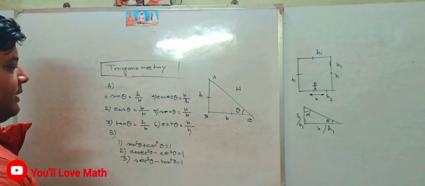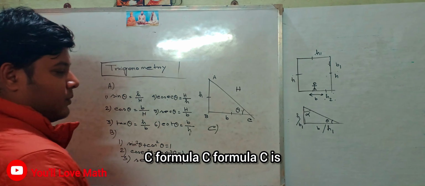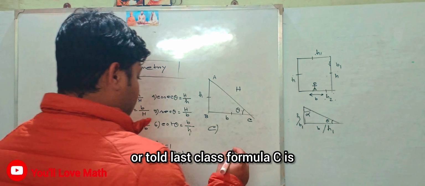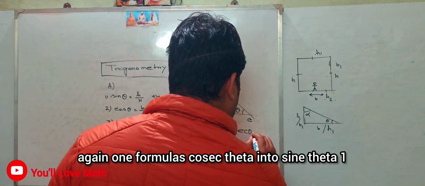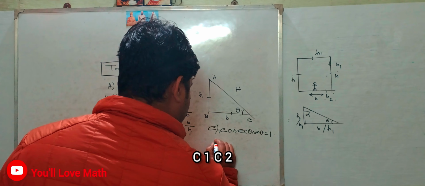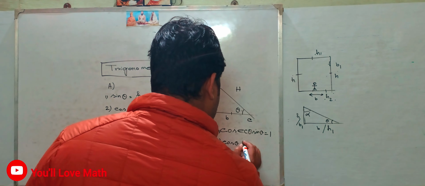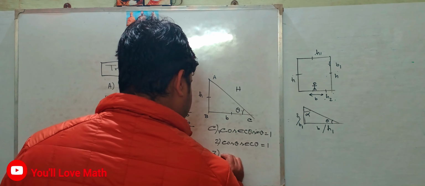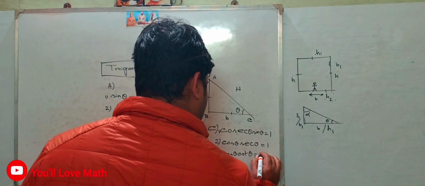Again, another thing: formula C. Formula C is what I did not teach last class. Formula C is again a set of formulas. C1, cosec theta into sin theta equals 1. C2, cos theta into sec theta equals 1. C3, tan theta into cot theta equals 1.